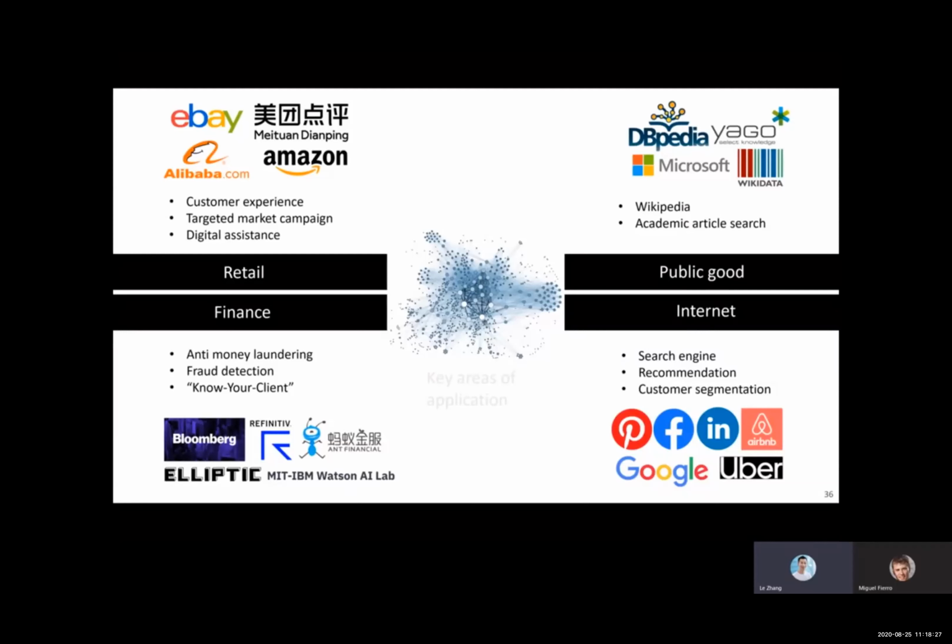And companies like Bloomberg, Refinitiv, and also IBM are doing a lot of interesting work around financial applications using knowledge graphs. In the public good sector, we know that a lot of open source data sets like DBpedia, YAGO, and Wikidata have publicized their data sets for the community to develop knowledge graph based applications for their own particular scenarios.